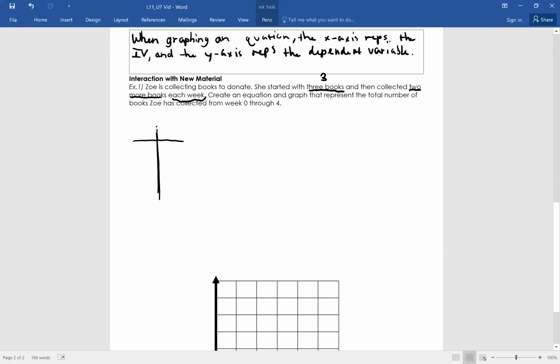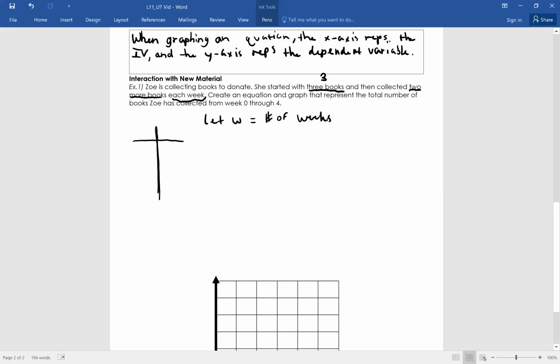Now, what goes where? We need to figure out what the independent variable and the dependent variable is. So I don't see anything that's labeled in here as variables. We have to create our own. So let's read it one more time. She started with 3 books and then collected 2 more books each week. So I underline each week for a reason. We're going to say that, let W represent number of weeks.